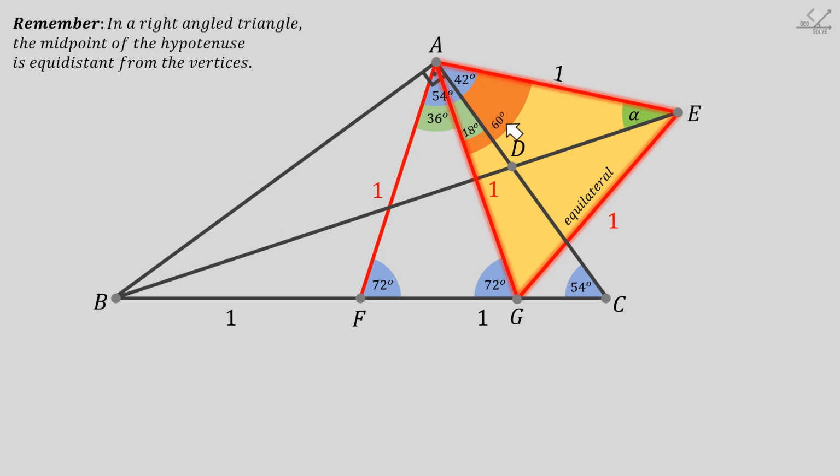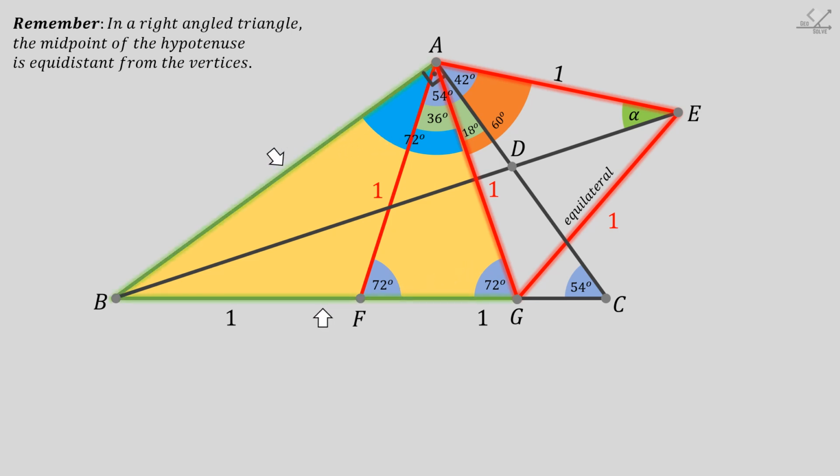After this, let's focus on this blue angle. We can see that this angle is 90 minus 18 degrees, and that will be 72 degrees. Now focus on this triangle, and notice that we have equal base angles. So this triangle is also isosceles, and its corresponding sides must be equal.